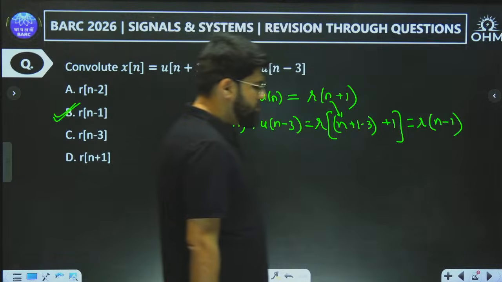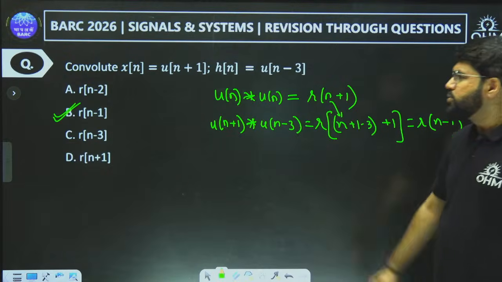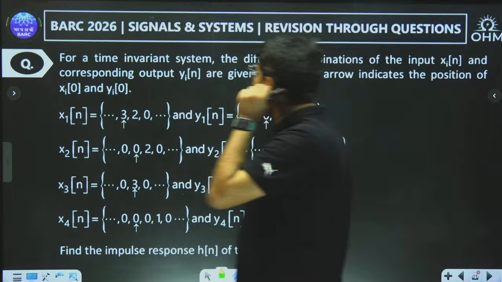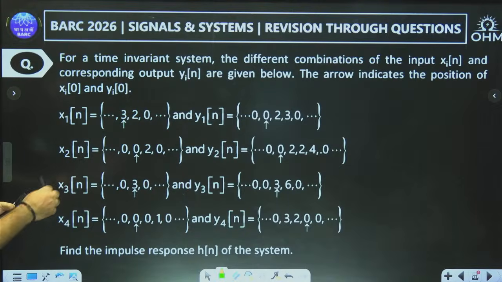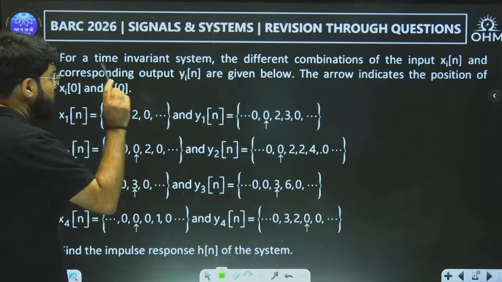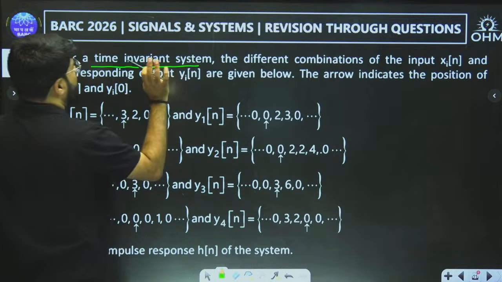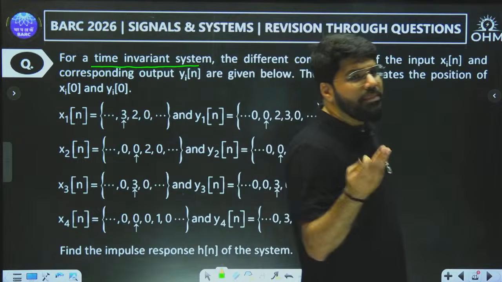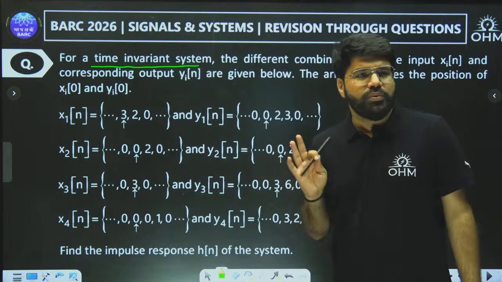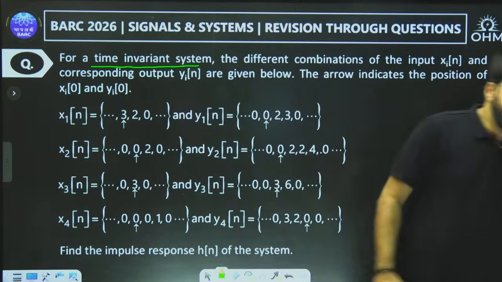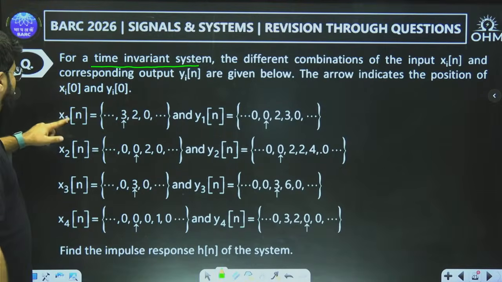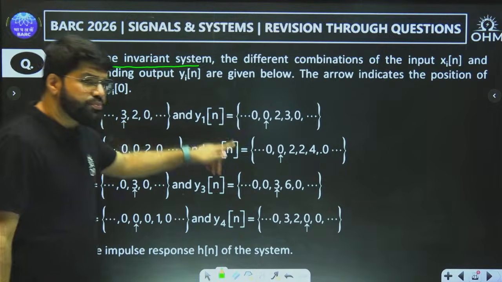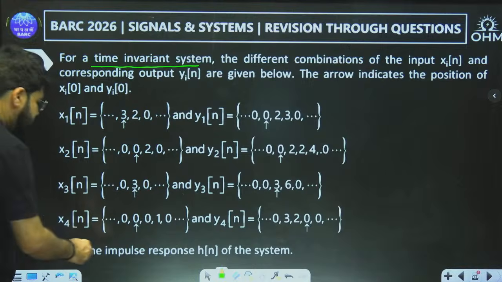Because I want to cover as many questions as possible on different topics. For a time invariant system, different combinations of the input x_i[n] and the corresponding output y_i[n] are given. The arrow indicates the position of x_i[0], y_i[0]; the arrow is the origin, we already know it. Now see, they have clearly mentioned the system is time invariant, but nothing is told about linearity, so we can't assume linearity. It may be linear, it may be non-linear, but it is time invariant. Some different combinations x1, x2, x3, x4, four inputs, with their corresponding outputs, are given. Find the impulse response of the system.